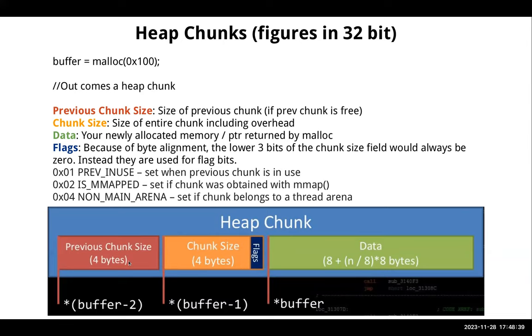The previous chunk size basically specifies the size of the previous chunk if that previous chunk is free. And the chunk size specifies the size of the entire chunk, including the metadata and the data part. The data part may be what you ask for, or may be bigger than what you ask for. We will see an example later, because the allocator wants to do some alignment to make the system faster. However, the chunk size includes the size of the data and also the metadata here.